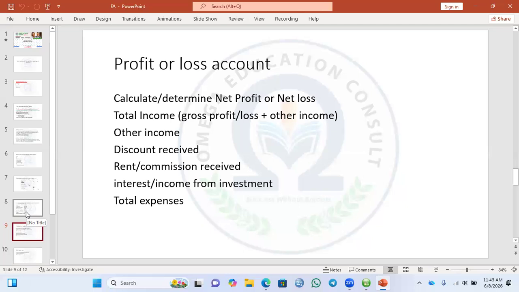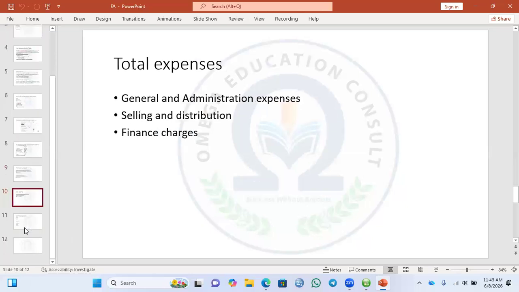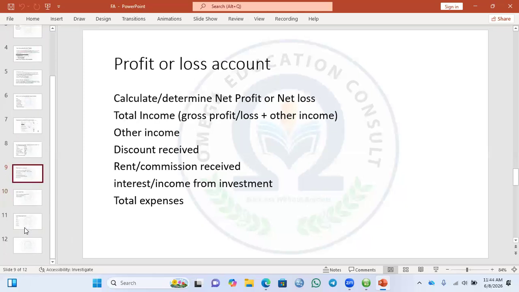Okay. So I indicated to you that in the profit and loss account, we are looking at total income versus total expenses. So we are matching total income with total expenses. I remember hitting on the fact that total income here is your gross profits or gross loss, because there are periods where you get a loss. So your total gross profits or total gross loss plus other income. So the income you are generating from your other operations, you bring them here.